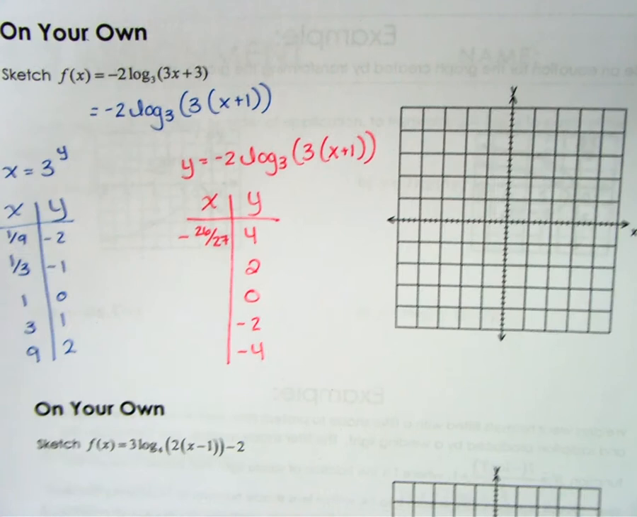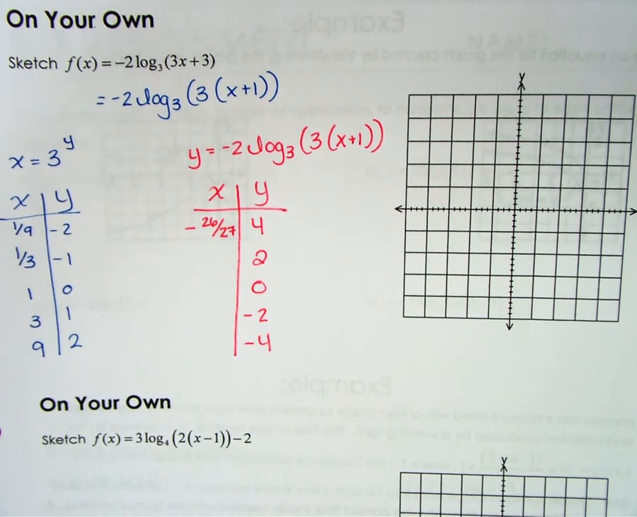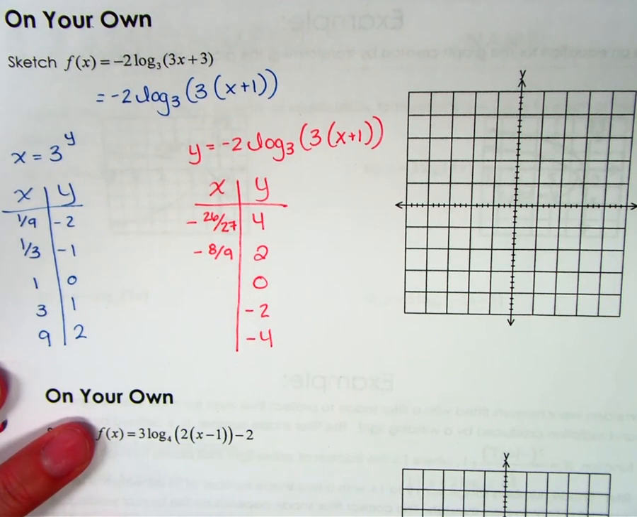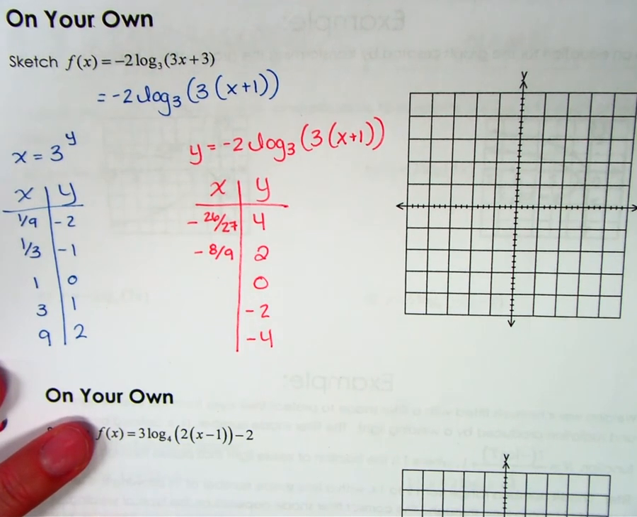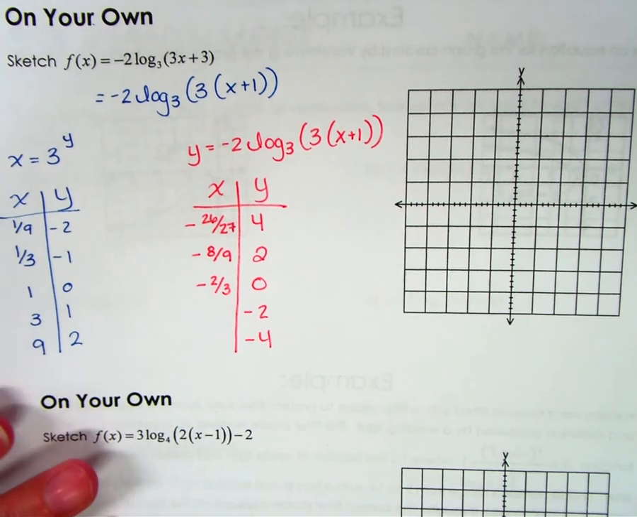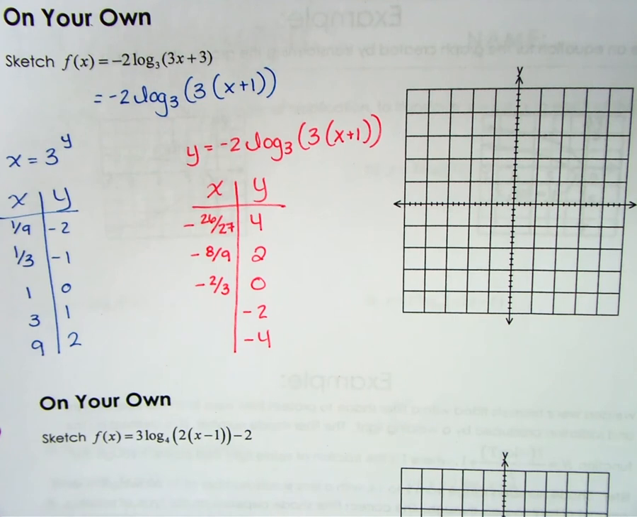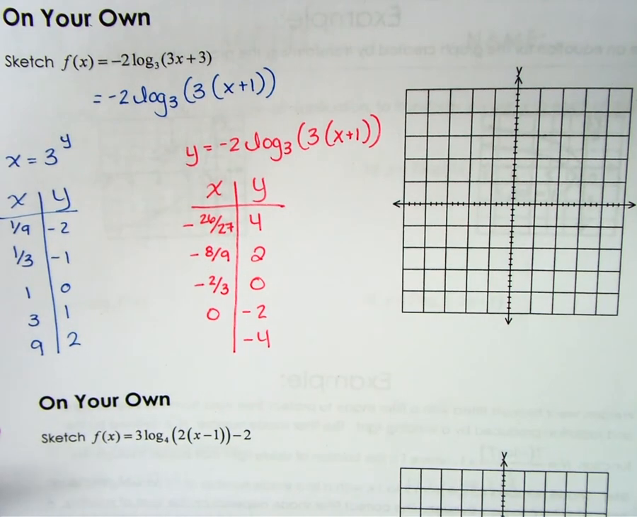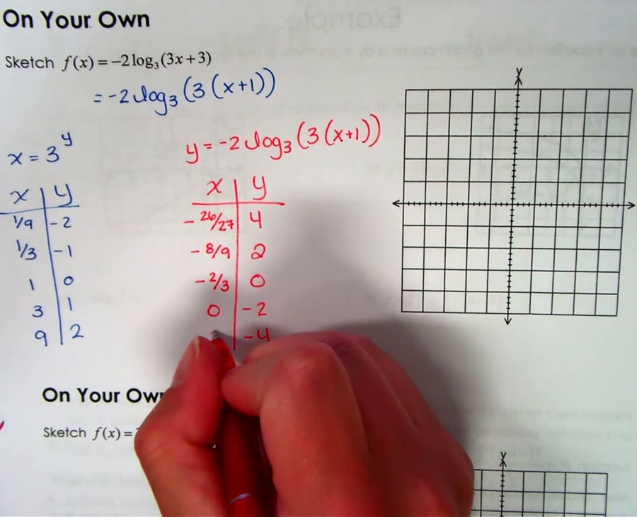Okay, so now I have 1/3 times by 1/3. 1/9 minus 1. -8/9. 1 times by 1/3 is 1/3. 1/3 minus 1 is going to be -2/3. Oh, thank goodness we're in whole numbers now. 3 times by 1/3. 1. 1 minus 1 is 0. 9 times by 1/3. 3. And 3 minus 1 is 2.